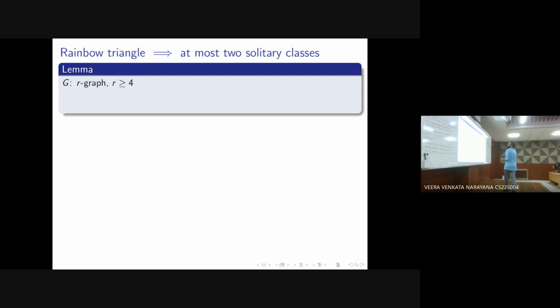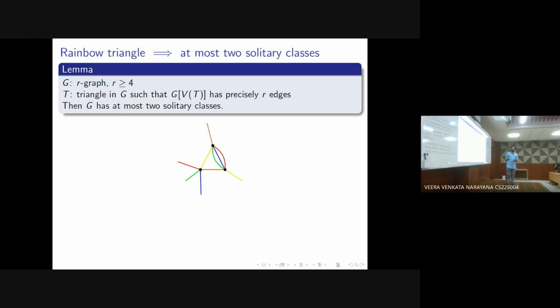Now we are going to show that if you take any r-graph, with r at least 4, and if it has a rainbow triangle, that means the number of edges inside the triangle is exactly r, and the number of edges going outside the triangle is also exactly r, then that graph has at most 2 solitary classes. So if I take a triangle like this, if my r is at least 4, then inside the triangle I have at most 2 simple edges.